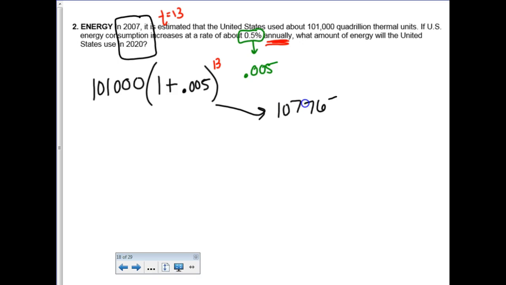$765 after that? Okay. So 107,765. Remember the label though is quadrillion thermal units. So I think that's a lot. I don't know.